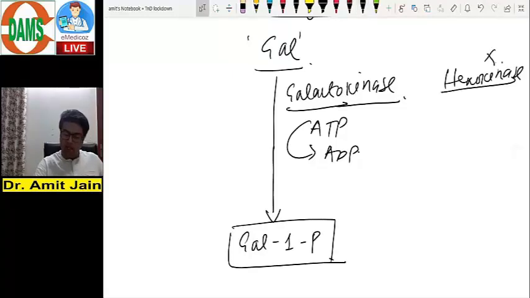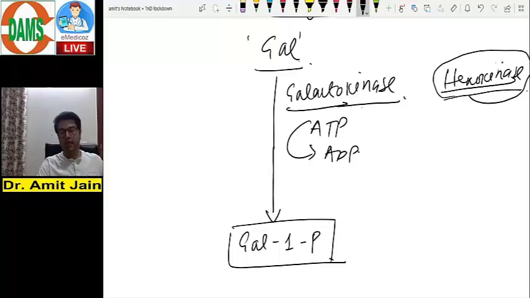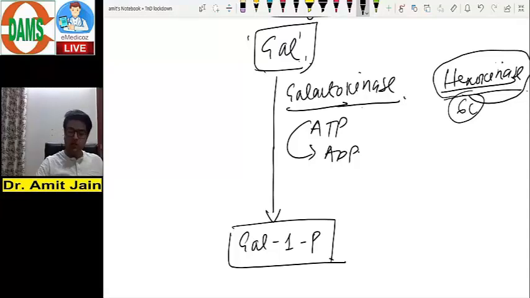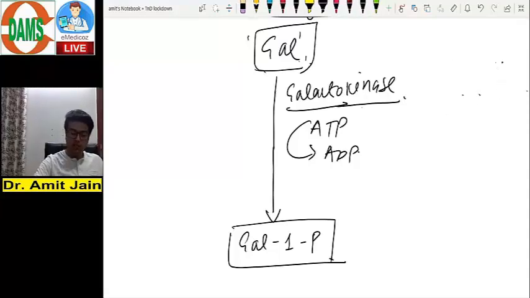But hexokinase has a very, very low affinity, or I can say very, very high Km for galactose sugar. So hexokinase is generally not metabolizing the galactose. See, as the name suggests, hexo means 6 carbon sugar. Galactose is also a 6 carbon sugar, right? So ideally this should metabolize it, but it has a very, very low affinity for it.